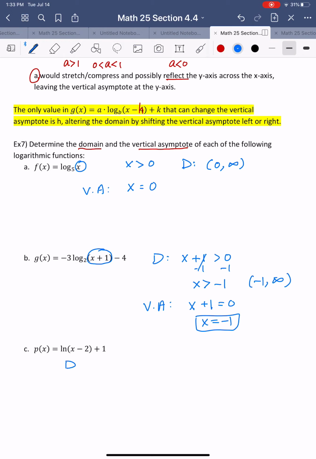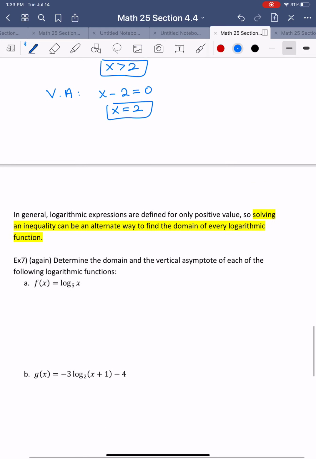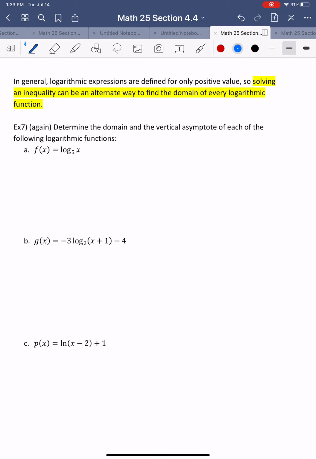For the domain for part C, set x minus 2 greater than 0, and add 2 to both sides: x is greater than 2. For the vertical asymptote, set x minus 2 equal to 0, so x equals 2. Alrighty, so we already know how to find the domain and the vertical asymptote. Next page: in general, logarithmic expressions are defined only for positive values, so solving an inequality can be an alternative way to find the domain of every logarithmic function.